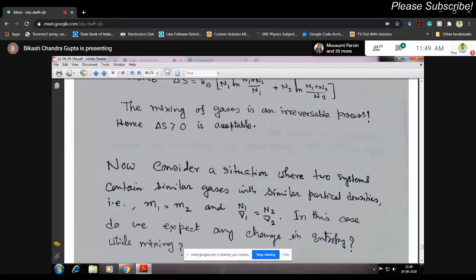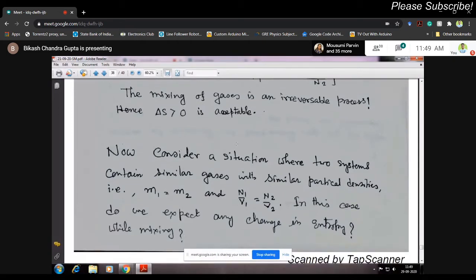Okay. Now you consider the situation where two systems contain similar gases. Okay, I mean, these are similar gases, and similar gas means their masses are the same, their sizes are the same, and of course, we are using the same density also. In this case, do we expect any change in entropy while mixing?